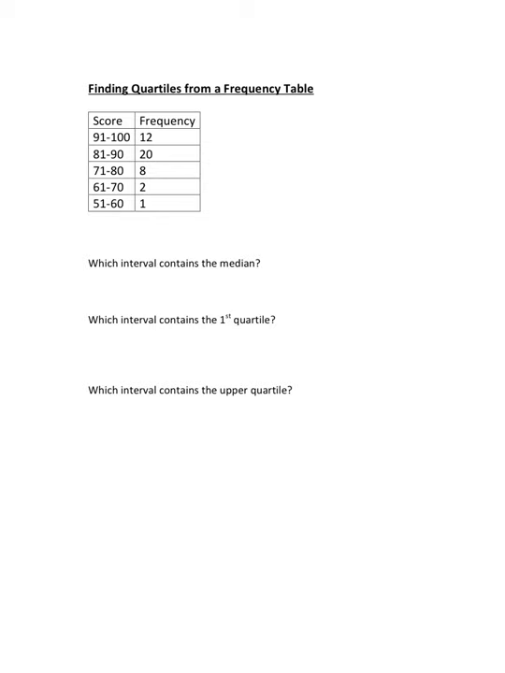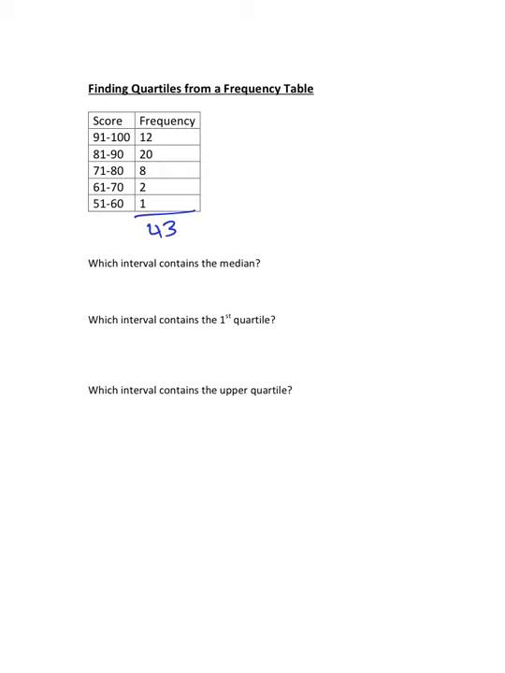Which interval contains the median? So what you need to do first is figure out how many kids took this test. What's the total frequency? So if I add these up, I'm going to get 20, 30, 43. 43 kids took this test. That's the total frequency. So to find the median, I need to basically do what we just did.